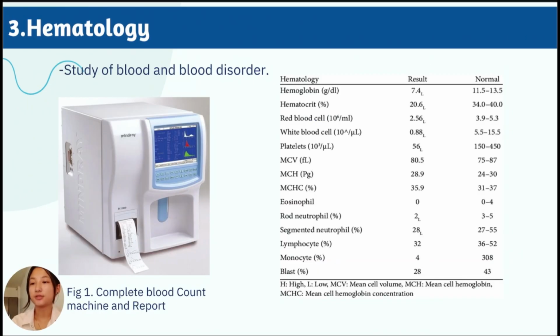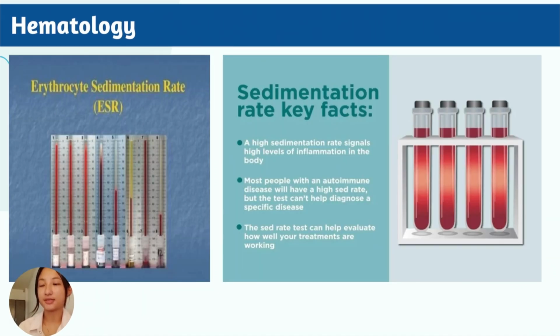Next unit is hematology, the study of blood and blood disorders. We use this machine for the CBC, complete blood count, and it reports all the information such as hemoglobin level, hematocrit level, eosinophil, lymphocyte, monocyte, everything is given by this machine. Here we also carry out the ESR, which is the erythrocyte sedimentation rate.